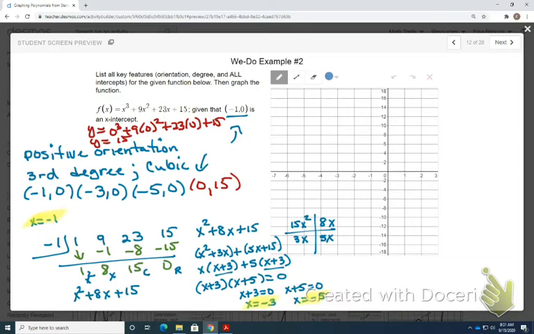And then I need to plot all that. So 0, 15 is the y-intercept. And then I have an x-intercept at negative 1, 0, another one at negative 3, 0, and another one at negative 5, 0. And I know that it goes down to the left, it goes through those intercepts, and then up through the y-intercept. And I've given all the key characteristics, which are positive orientation, third degree, all the intercepts, and graph the function.